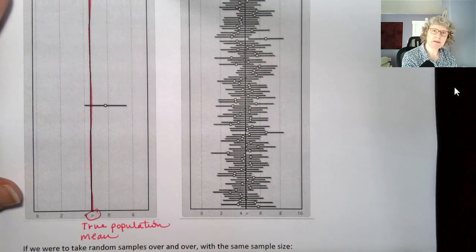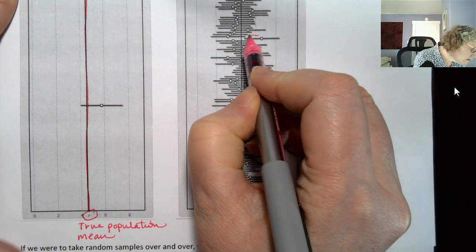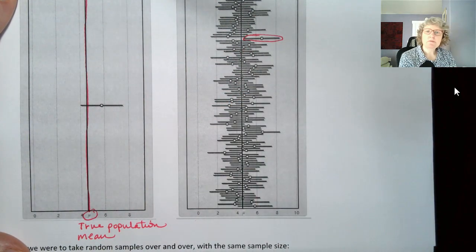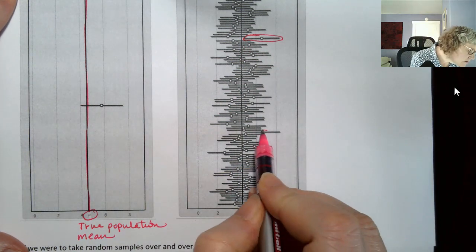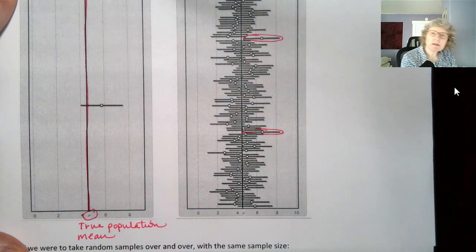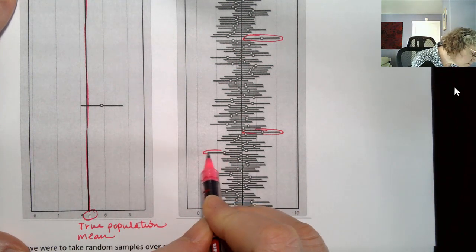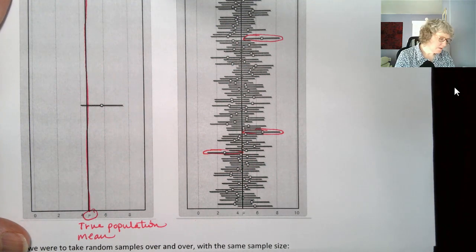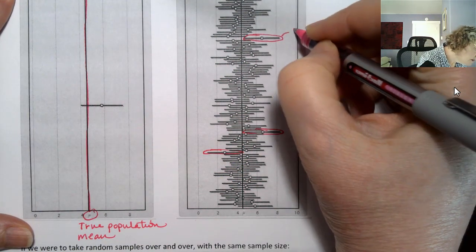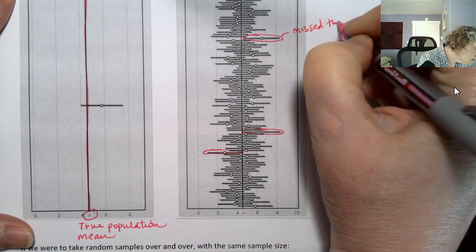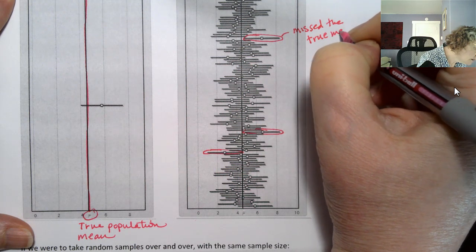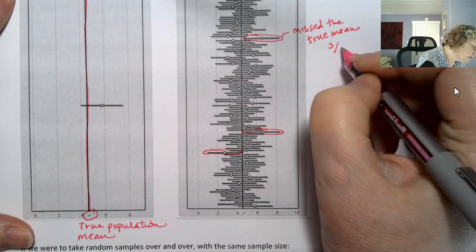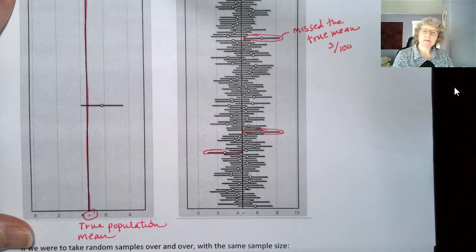So I'm just going to highlight those so you can see that later on. So that one missed to the right. There's another one that missed to the right, and it looks like there's one that just barely missed to the left. I think it's down at about 2/3 of the way down. Okay, so those missed. So I'm just going to put a note, missed the true mean. And we had 3 out of 100 that time that missed the true mean.